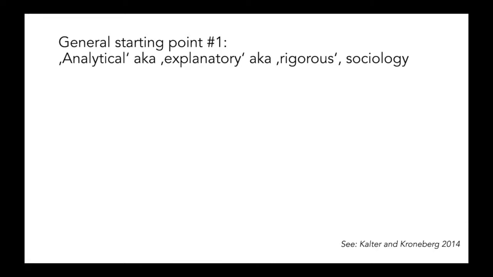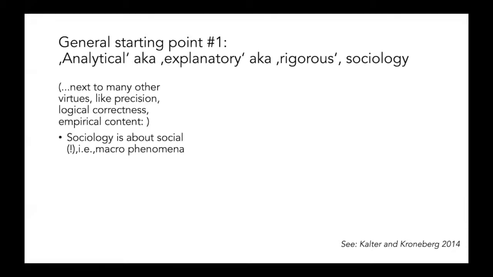So I basically have two starting points. The one is a more general, sociological theoretical starting point that starts from the idea of whatever you call it. Some call it analytical, some call it explanatory, some now call it rigorous sociology, which stresses, next to many other virtues like precision, logical correctness, empirical content, that sociology is still about, in the end, social phenomena in the Durkheimian sense.